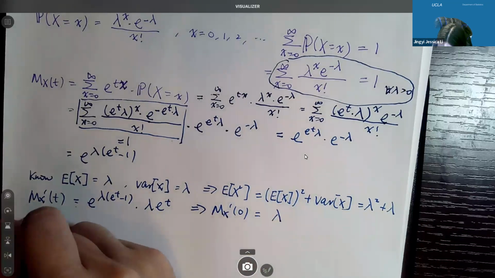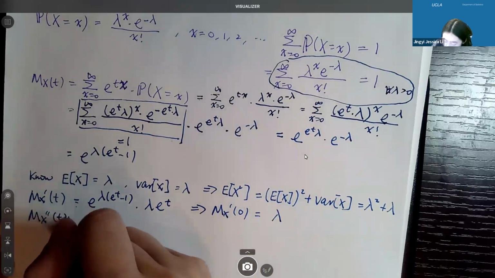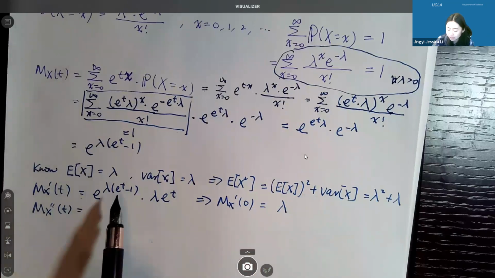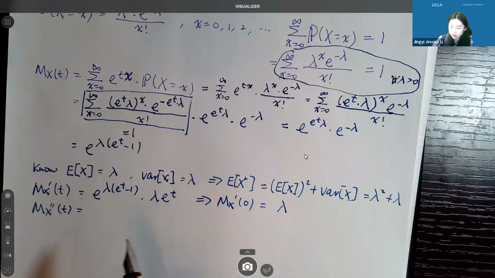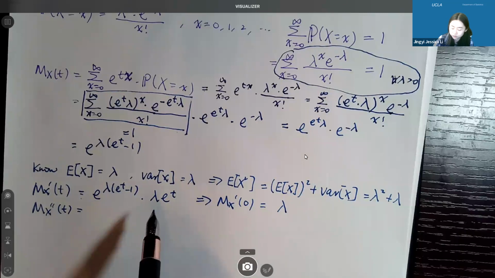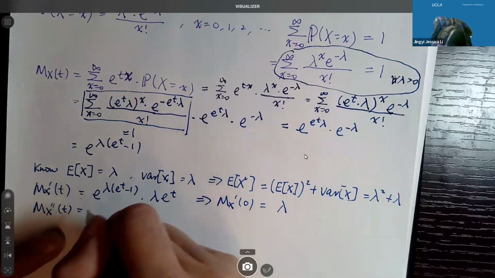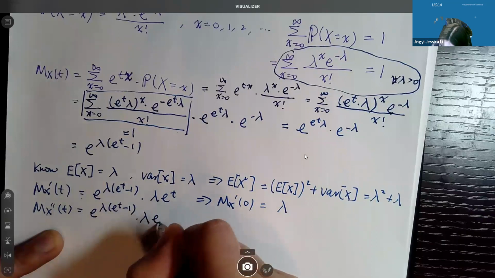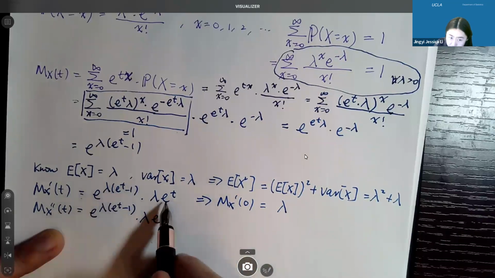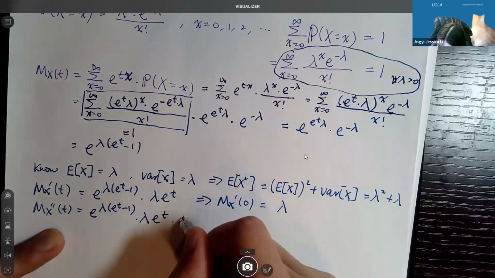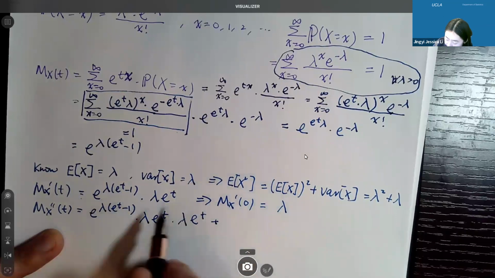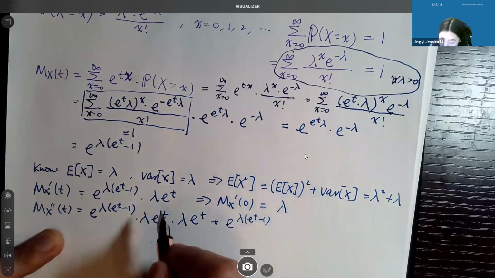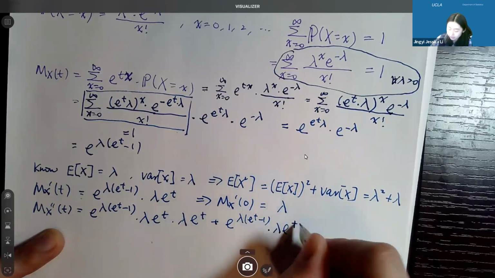Now let's do a second derivative again. Now we have t in two places, so we will use the product rule. First take the derivative with respect to t for the first term, keep the second term unchanged, plus keep the first term unchanged and take the derivative of the second term. So let's do it. So e to the lambda (e^(t) minus 1) times lambda e^(t). That's what I have for the derivative here. Second term stays, so I just put it down. And the second term, I keep the first term unchanged, and for the second term, I take the derivative. It's just itself. That's it.